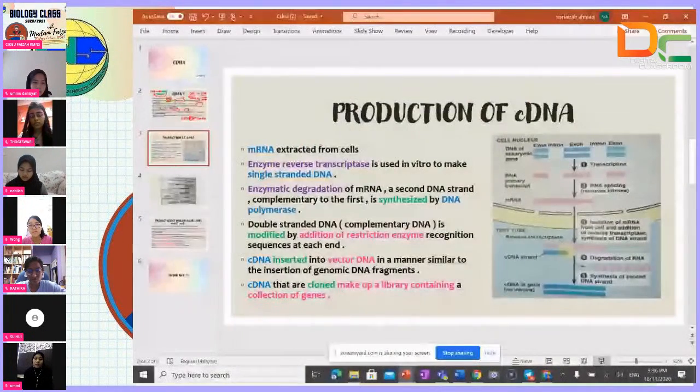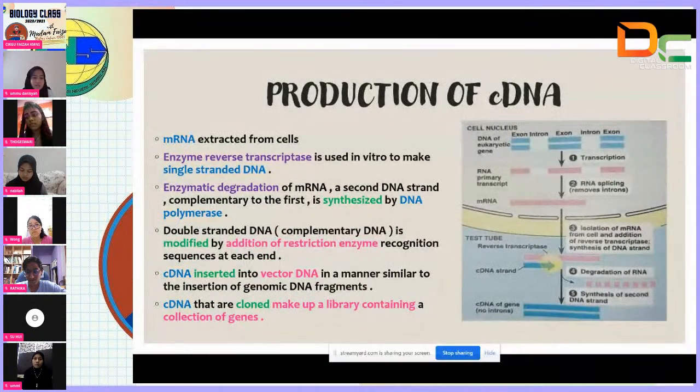Okay, we may proceed. Production of cDNA. First, what must we have? How to produce cDNA? First, what you must have? mRNA. Yes, first we must have the mRNA as a template. So how to synthesize the DNA? Name the enzyme that is used. Enzyme reverse transcriptase. Yes, enzyme reverse transcriptase.